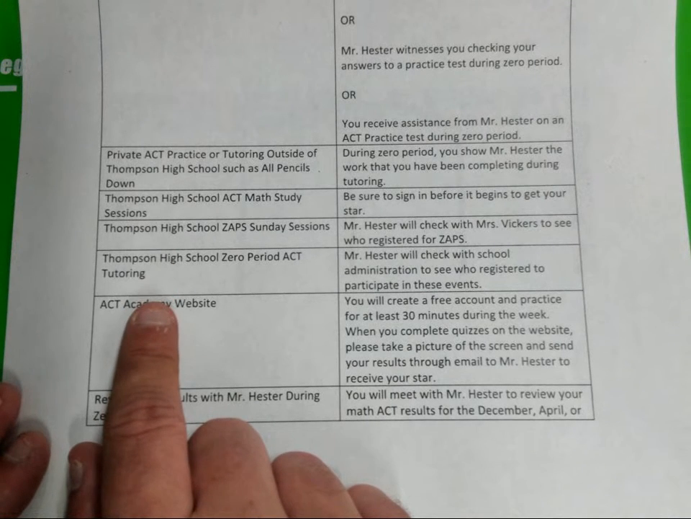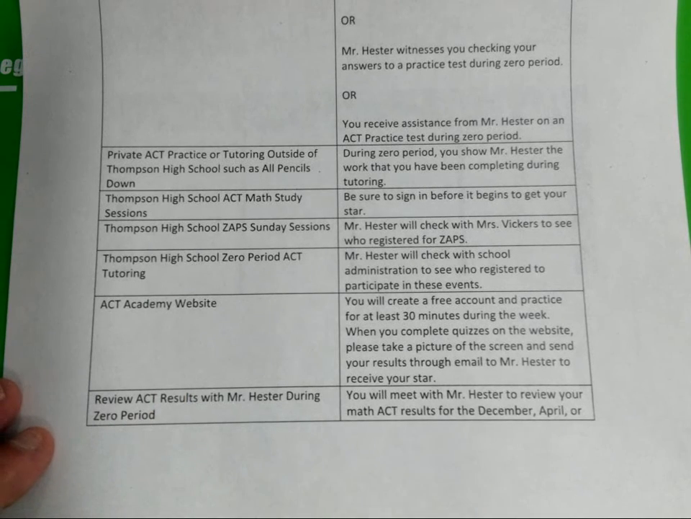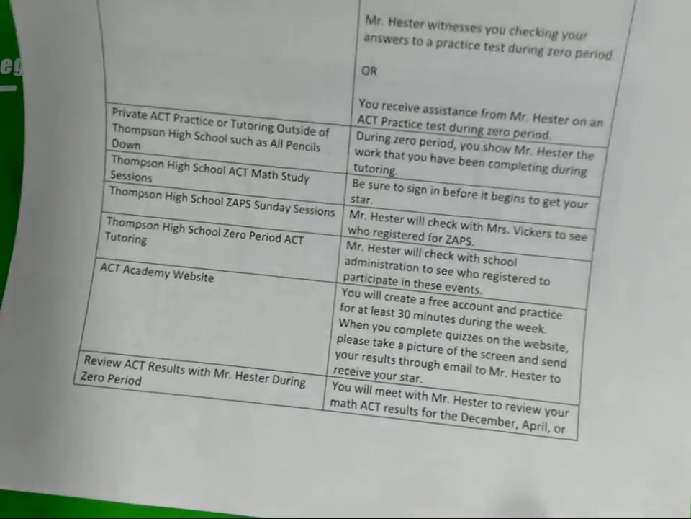Dr. Hester's about to roll out a program in zero period on Tuesdays and Thursdays. It's free ACT tutoring on Tuesdays and Thursdays in a 3-week block of time. You're going to have a math, English, and a science teacher. An English teacher will come in on 2 days to do English and reading with you, math 2 days, and science 1 day. One day will be just a general overview. Okay, and this will be free. I think it might start next week, and details about that will be coming. So if you attend that 3 weeks, there's your 3 gold stars.